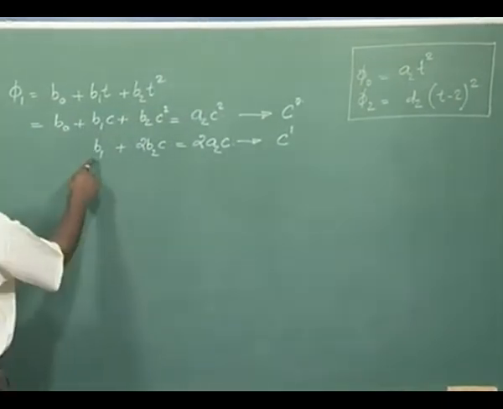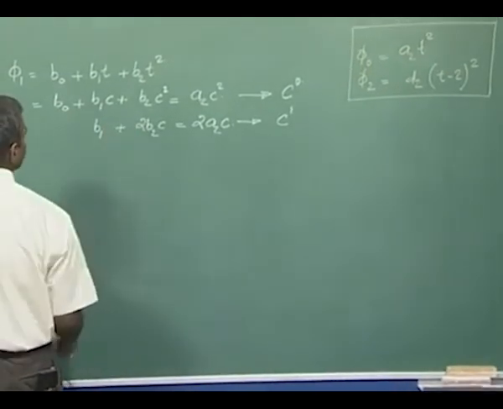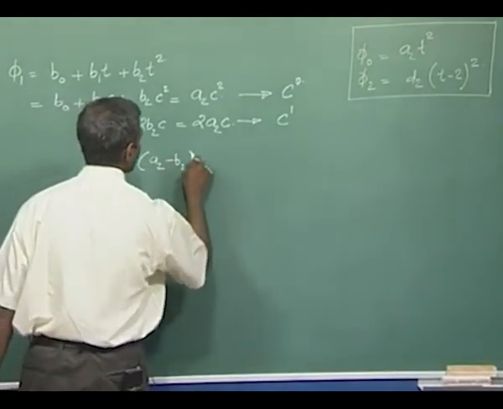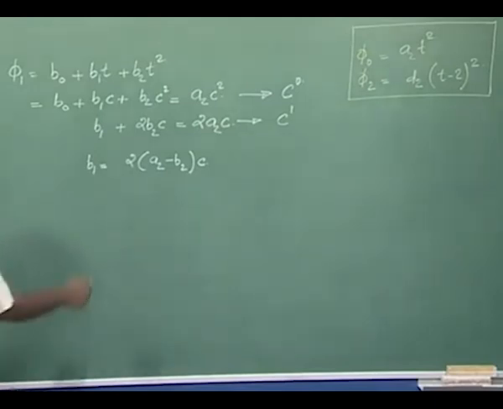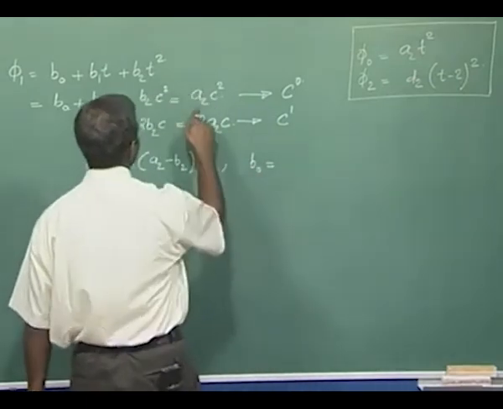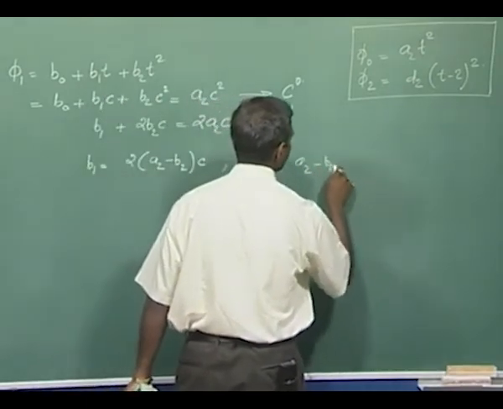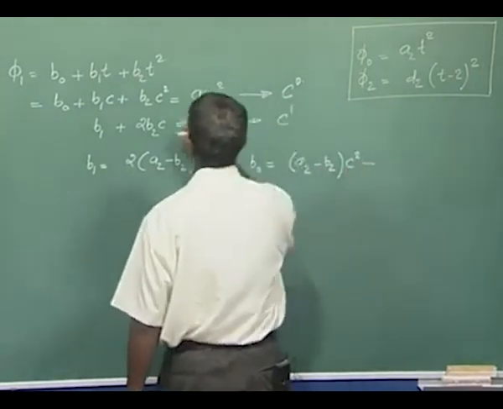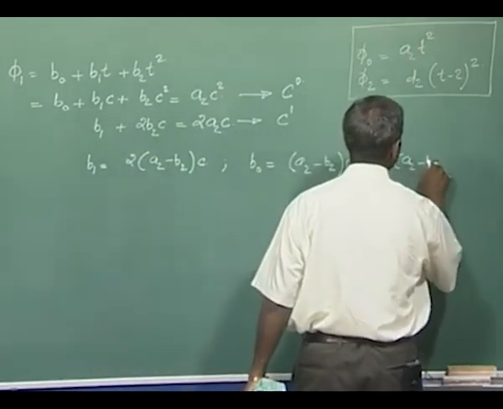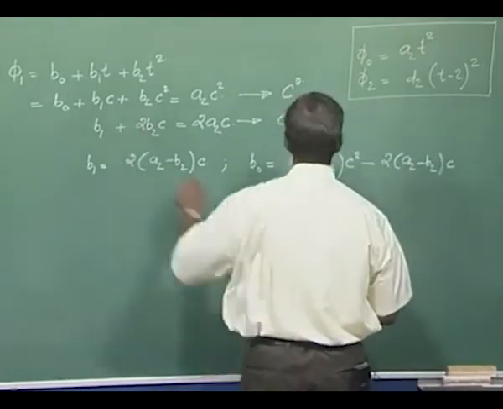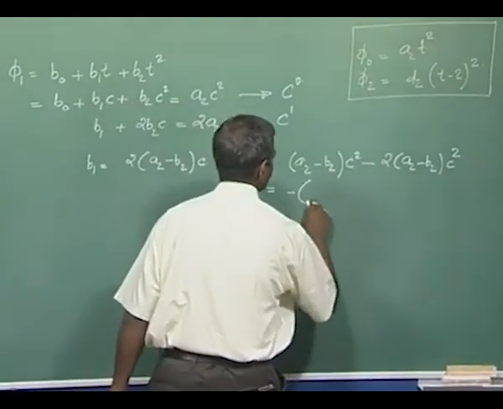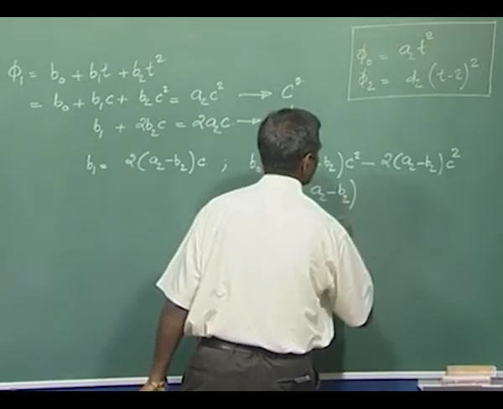Now let's express B1 and B0 in terms of B2. So B1 is 2 times A2 minus B2 times C. Substitute for B1 here. You'll get B0 equals A2 minus B2 C squared minus B1 times C. B1 is 2 times A2 minus B2 C, and 1 C comes from here, so we'll have C squared. This simplifies to minus A2 minus B2 C squared.